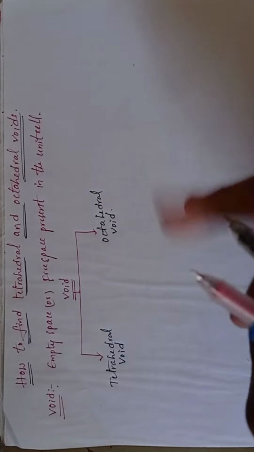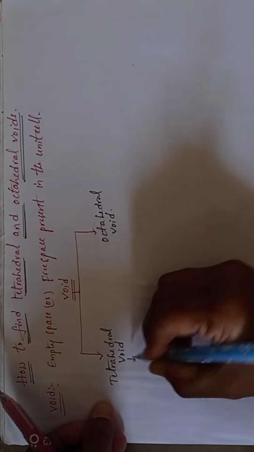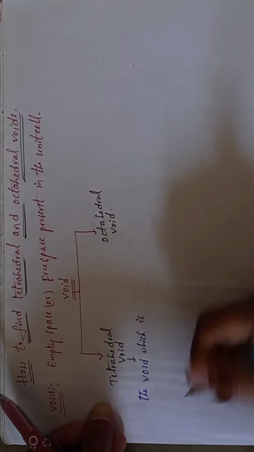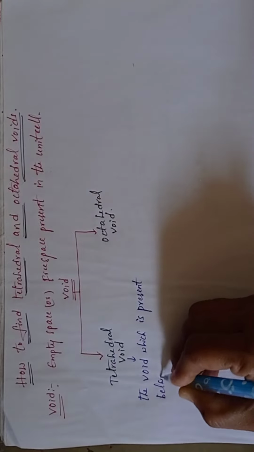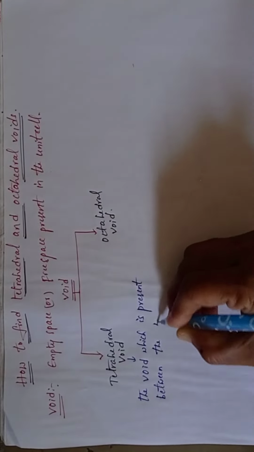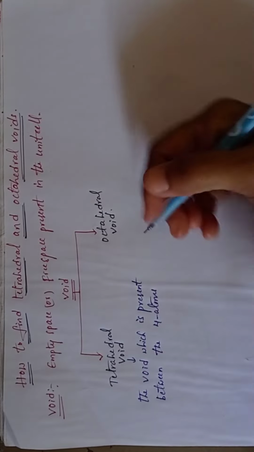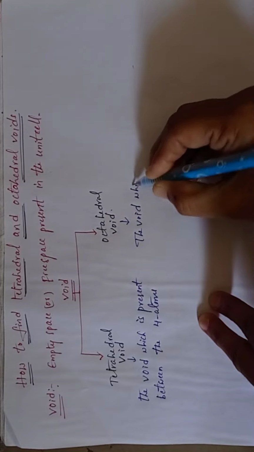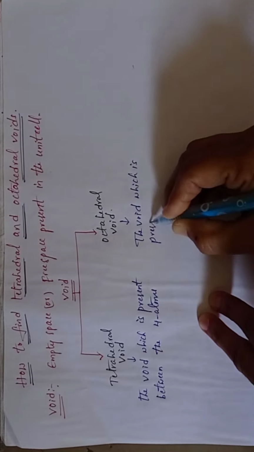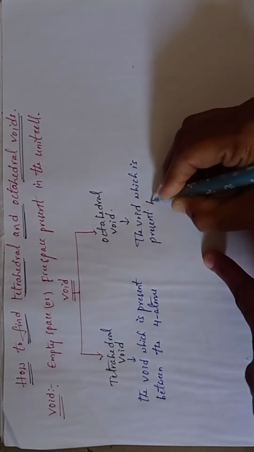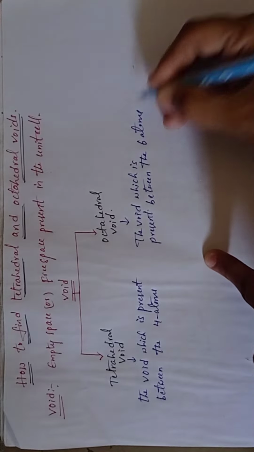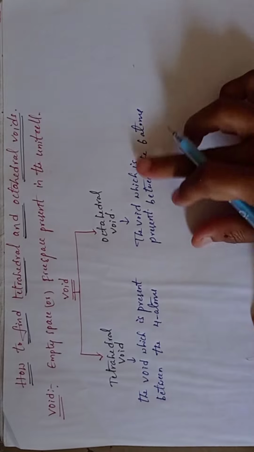Okay students, now see the definition of the tetrahedral void. The void which is present between the four atoms. Okay, what is the octahedral void, students? The void which is present between the six atoms. Between the six atoms, this is the octahedral void.